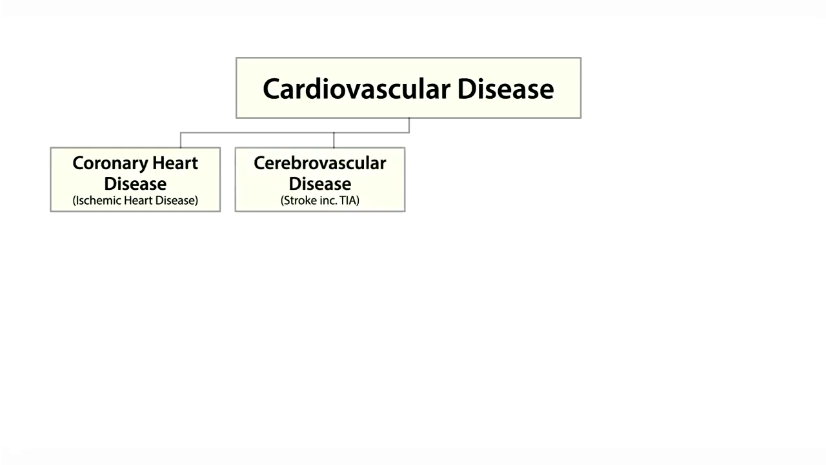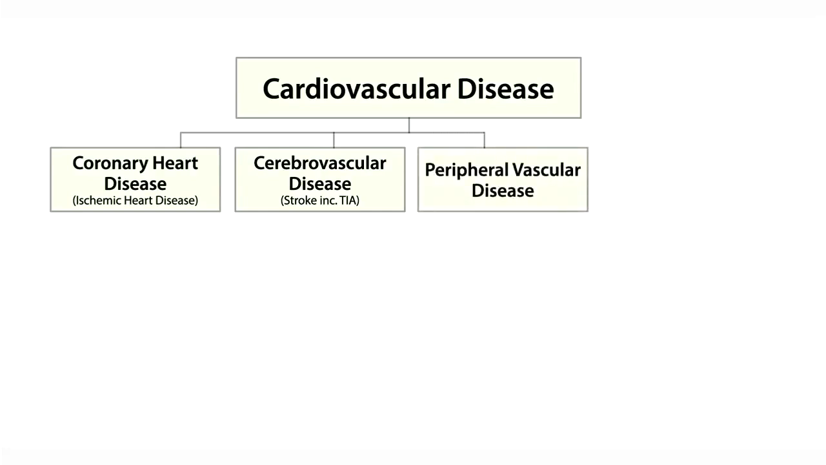Cerebrovascular disease is also called stroke or brain attack. Some of the earlier manifestations of coronary heart disease and stroke are called angina or transient ischemic attack. Also, you have peripheral vascular disease, which is disease of the blood vessels elsewhere in the body.